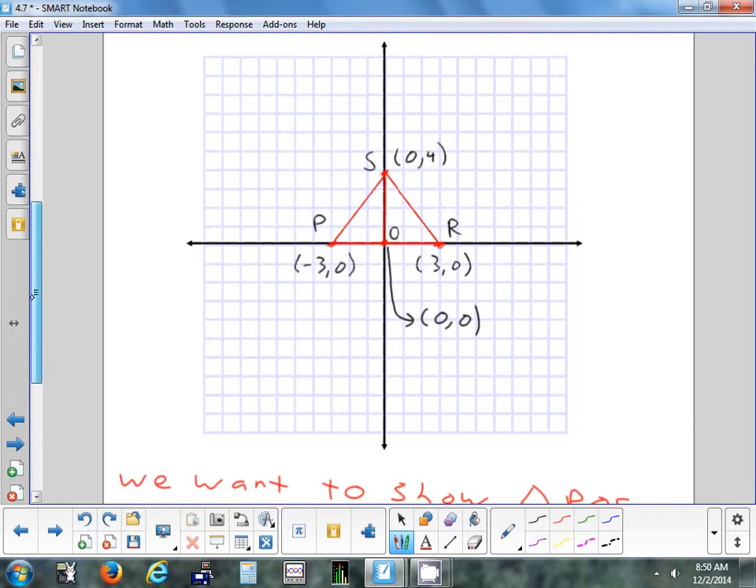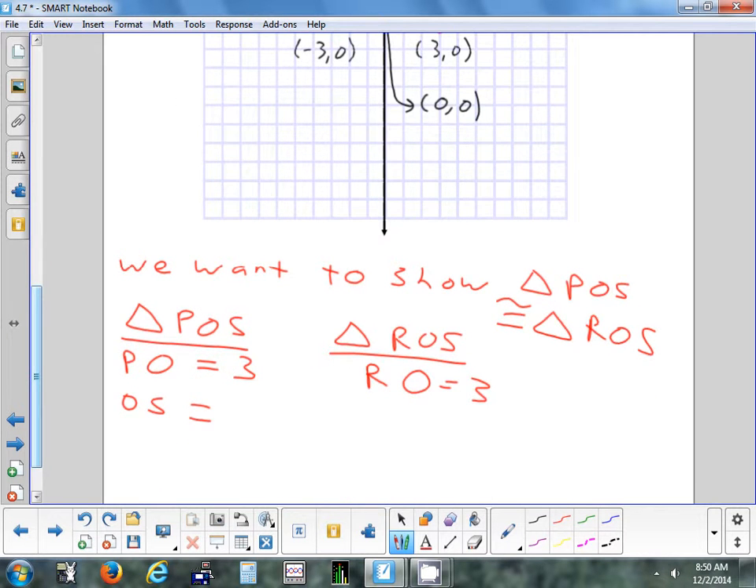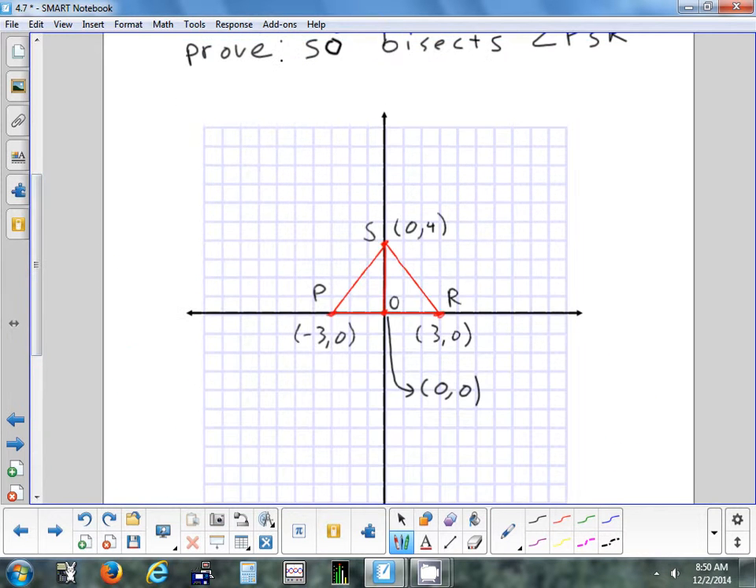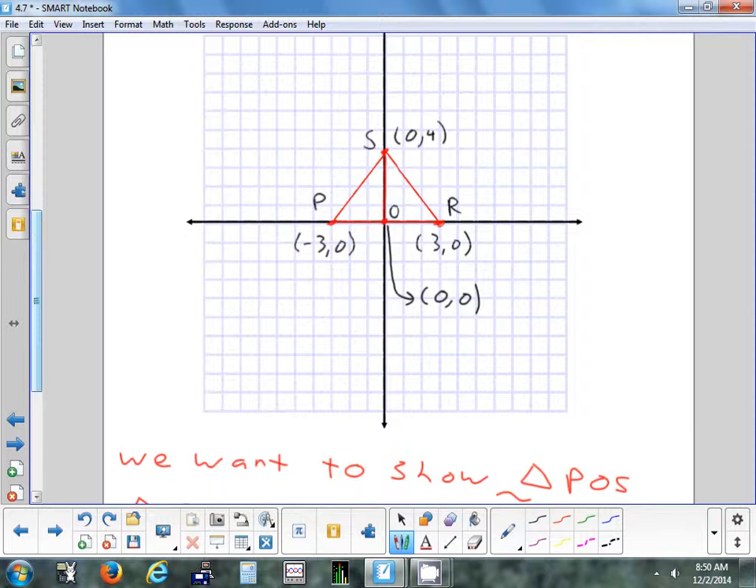All right. Let's look at side OS. Let's find that length. All we have to do is measure straight up. 1, 2, 3, 4. So OS is 4. But OS is used in both triangles, so we can count that side twice.